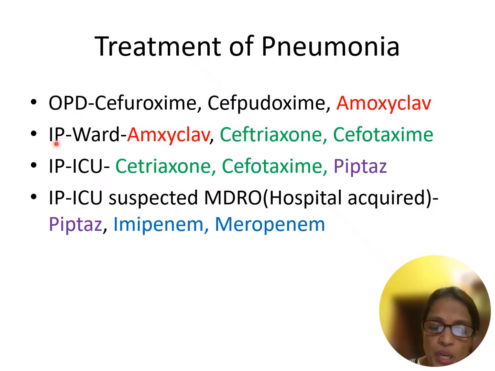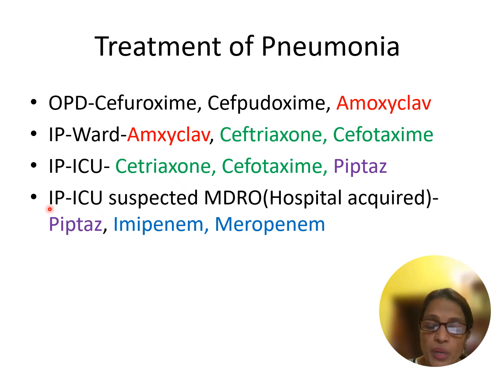And if you have admitted the patient in the ward, the less severe ones you will be admitting in the ward, and the more severe ones you will be keeping in the ICU. So IP ward, what is the recommendation? Amoxiclav or ceftriaxone and cefotaxime, one of the three. Now, if you've admitted the patient in ICU, the guideline says ceftriaxone or cefotaxime or piperacillin tazobactam, which is a beta-lactamase inhibitor combination, which appears to be more potent than the third generation and the fourth generation cephalosporins.